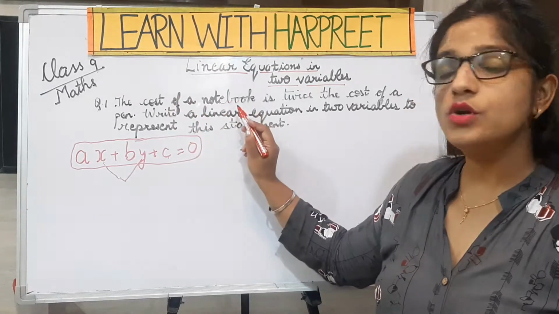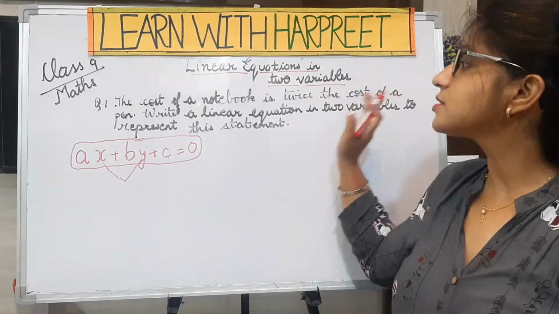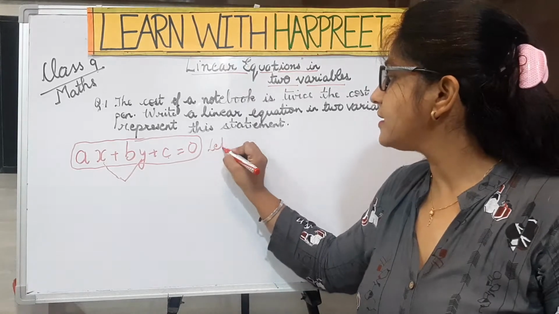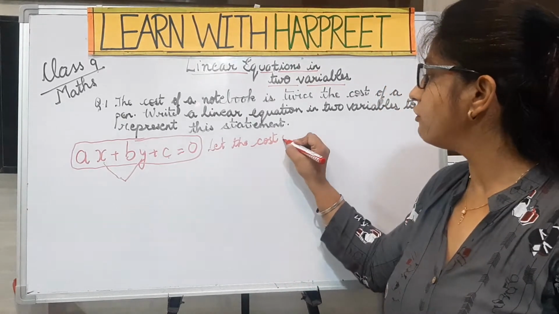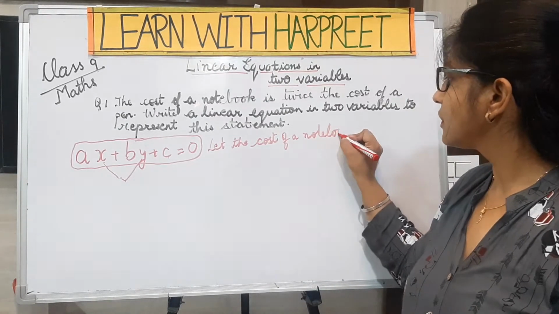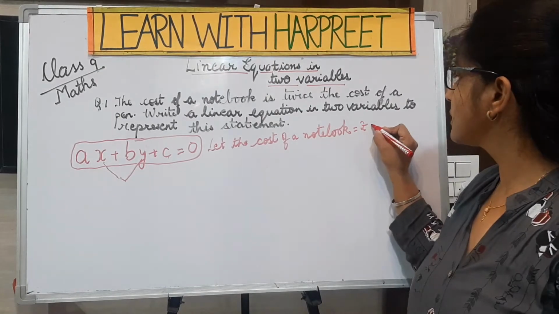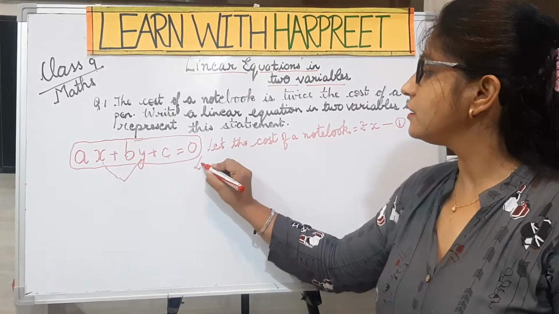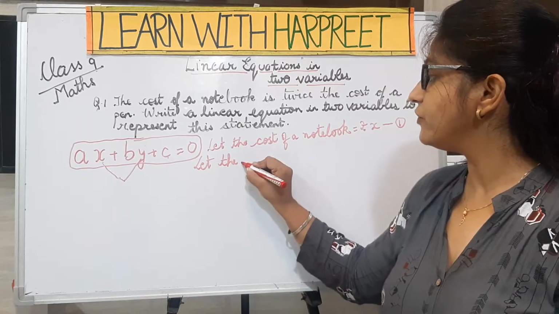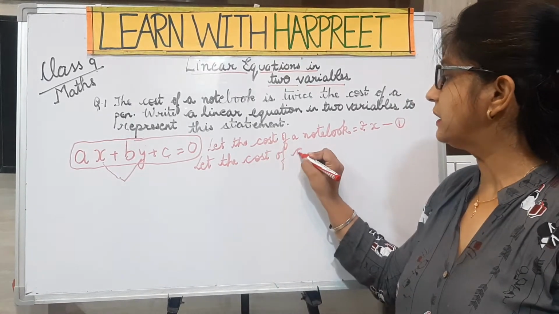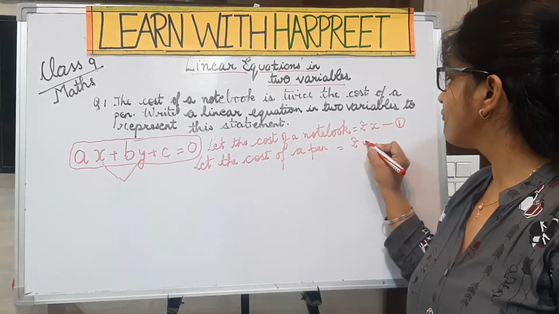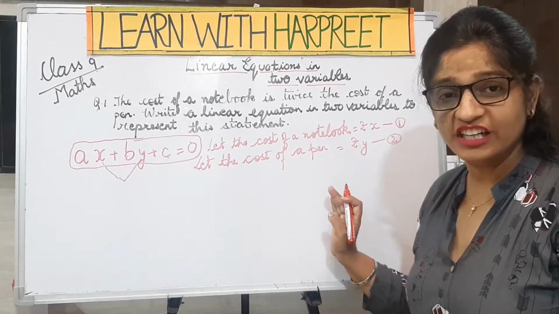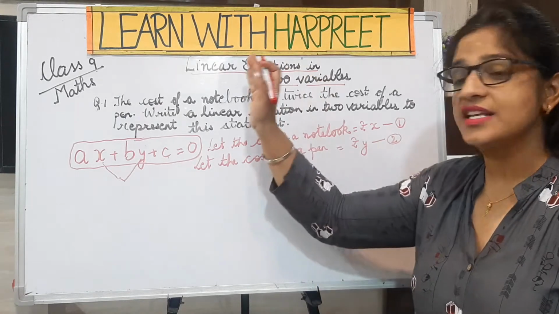First of all, the cost of a notebook is not known to you. Second, the cost of a pen is not known to you. So let us assign them variables. Let the cost of a notebook be x rupees. Second, let the cost of a pen be y rupees. So these are the two variables, and with the help of these two variables I have to frame a linear equation in such a way that it satisfies my given condition.